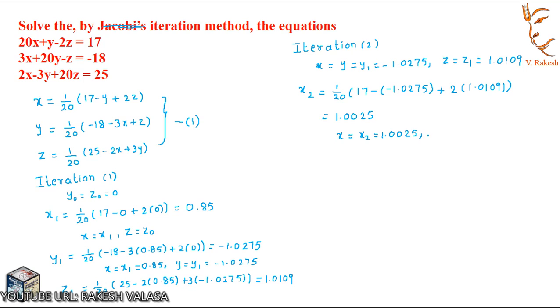For calculating y2, in the place of x, write the recent approximation x2, that is 1.0025, and z equal to the previous z1 value, that is 1.0109. y2 equal to 1 by 20 into (minus 18 minus 3 into x2, that is 1.0025, plus z, where z means 1.0109). This value is minus 0.998.